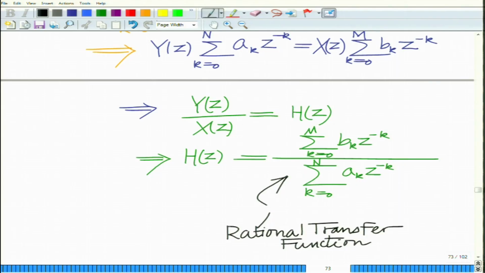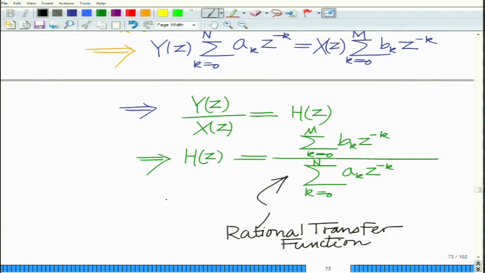So, we have the Z transform of the system described by the difference equation, and we can see that it is given by a rational transfer function. So, that completes our discussion on the definition and the properties of the Z transform as well as the analysis.